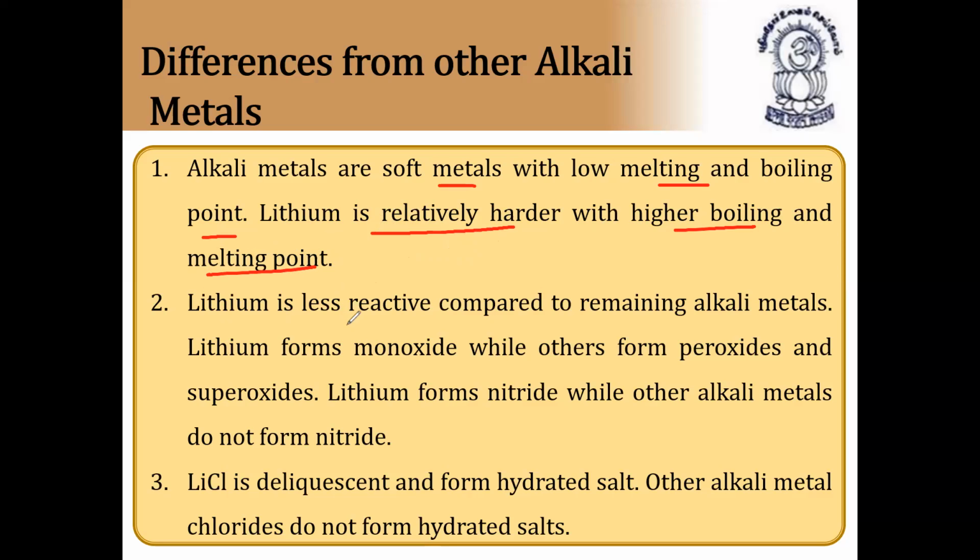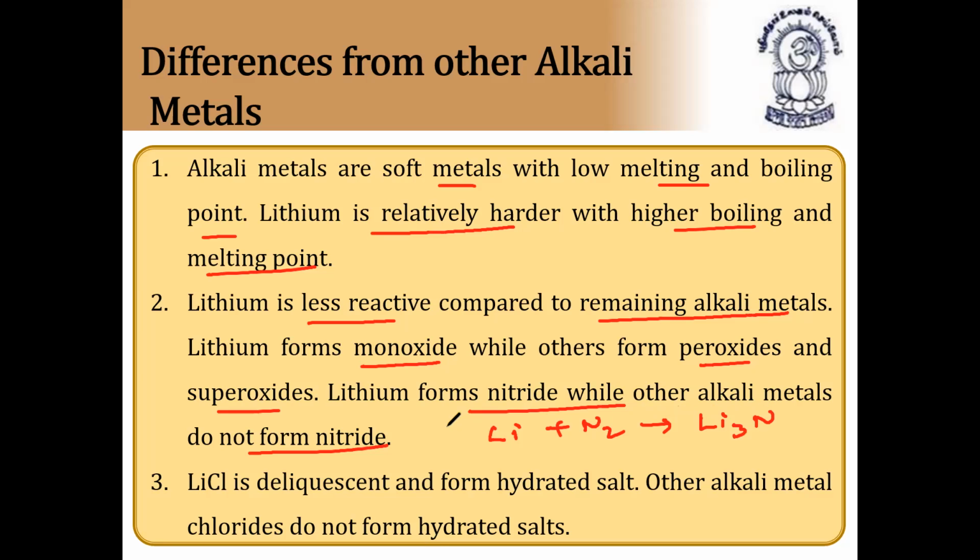Next, lithium is less reactive compared to the remaining alkali metals. Lithium forms monoxide only, while others form peroxides and superoxides. Lithium forms nitride, while other alkali metals do not form nitride. Means what? As I told you, lithium directly combines with nitrogen and forms Li3N. So it is 6 Li plus N2 gives 2 Li3N.